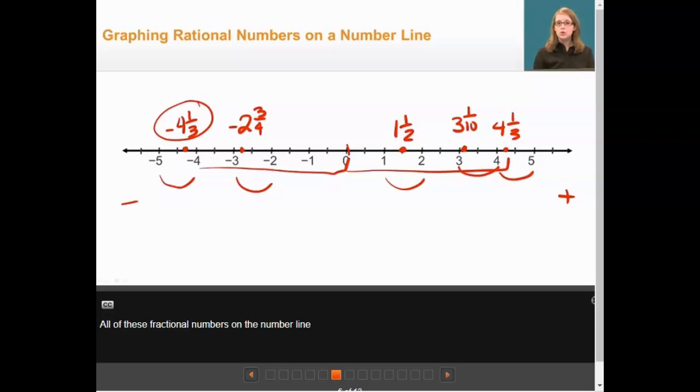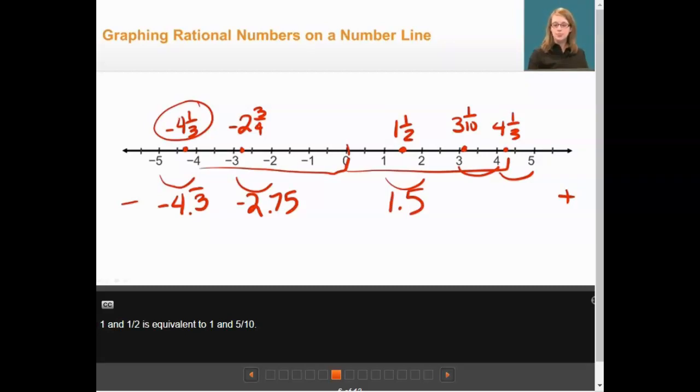All of these fractional numbers on the number line also have a decimal equivalent. For example, negative 4 and 1/3 is equivalent to negative 4.3 repeating. Negative 2 and 3/4 is equivalent to negative 2 and 75 hundredths. 1½ is equivalent to 1 and 5/10. 3 and 1/10 is equivalent to 3.1. And finally, 4 and 1/3 is equivalent to 4.3 repeating.